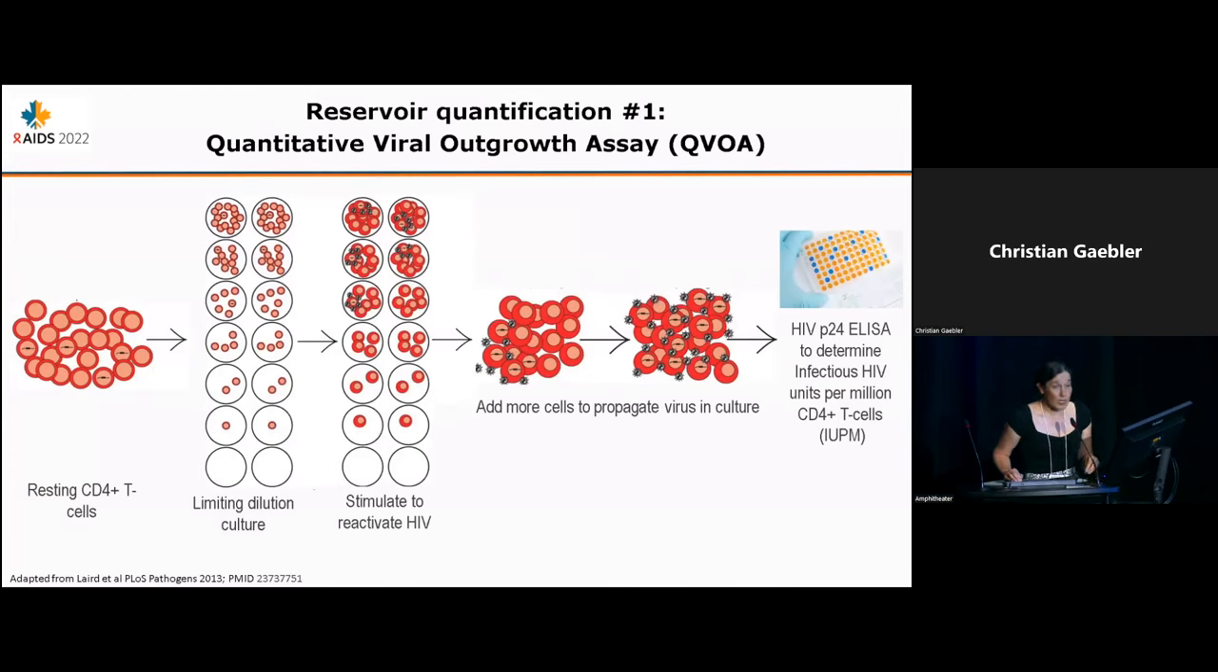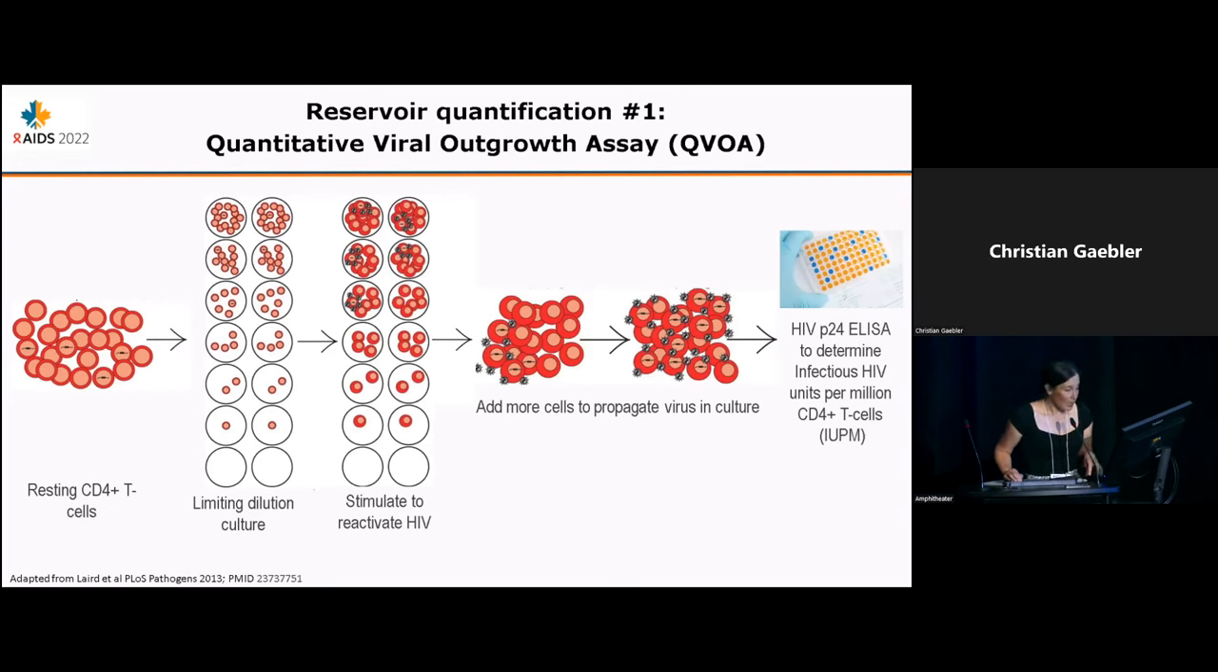Here we start with purified resting CD4 positive T cells. We plate them out in culture at limiting dilution. We stimulate them in vitro to reactivate HIV in the wells that contain cells harboring HIV genome. We have to add more cells so that the viruses have somewhere to go to propagate the virus in culture. And at the end, we use a P24 ELISA assay to determine the infectious copies of HIV per million CD4 positive T cells.